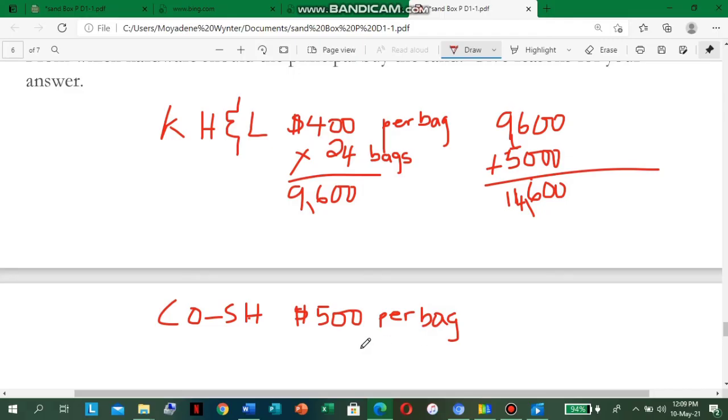So we have to times this by the same 24 bags that we need. When we times this by 24, we are going to get what? So we're going to get $12,000, right? Sorry, it's 24 bags. Put the bags here, and we're going to get $12,000 when we multiply it.